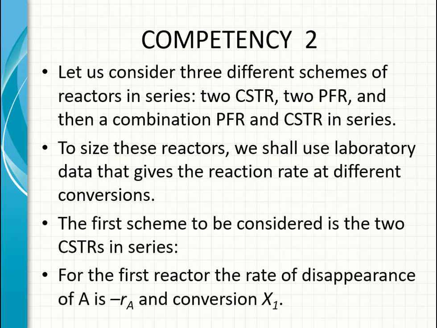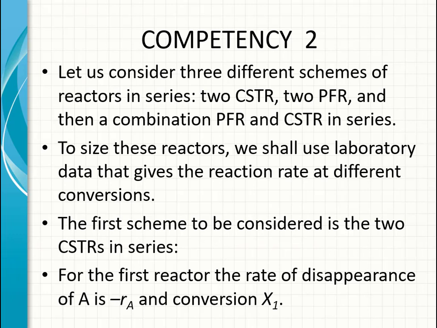Let us consider three different schemes of reactors in series: two CSTRs, two PFRs, and then a combination of PFR and CSTRs in series. To size these reactors, we shall use laboratory data that give the reaction rate at different conversions. The first scheme to be considered is the two CSTRs in series.